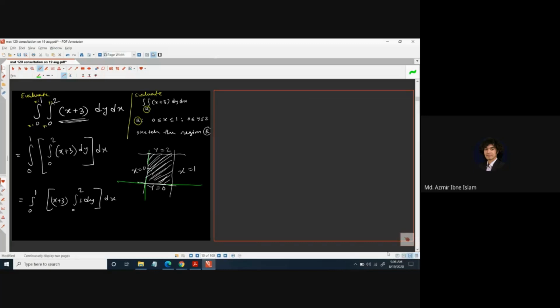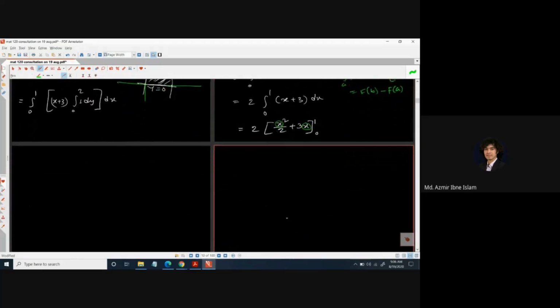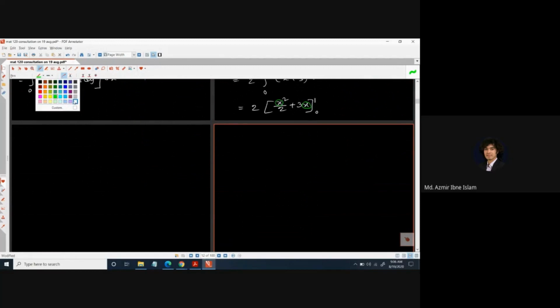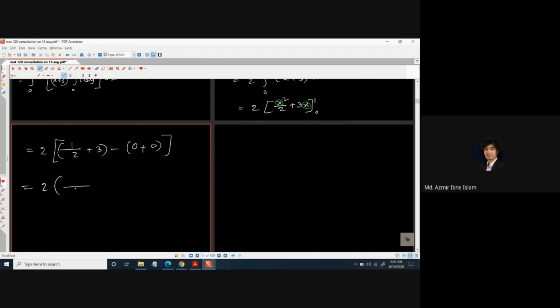So what can we do? We input the upper limit at first, so 1. That means at first let's work with 1. So 1 squared by 2 plus 3 times 1, that is 3. And if we input 0, it will be 0 plus 0. So finally we are getting 1 plus 6, so that means we have 7. Do you understand my point? The result is already found.